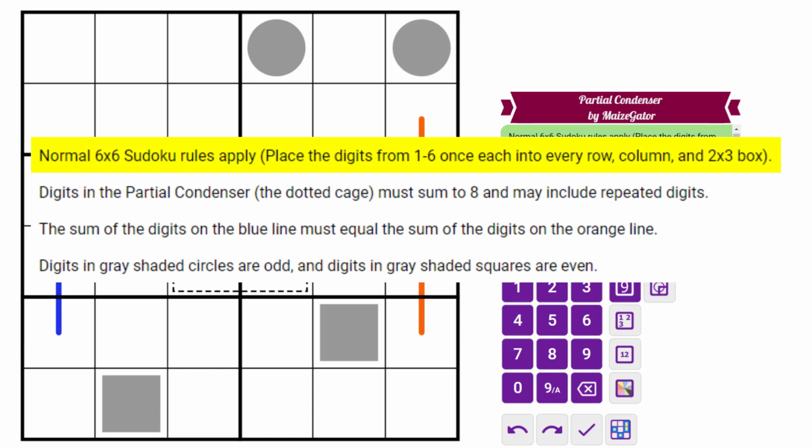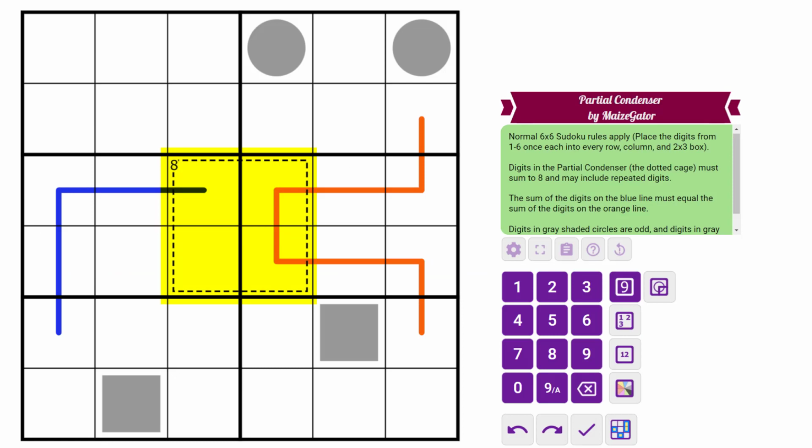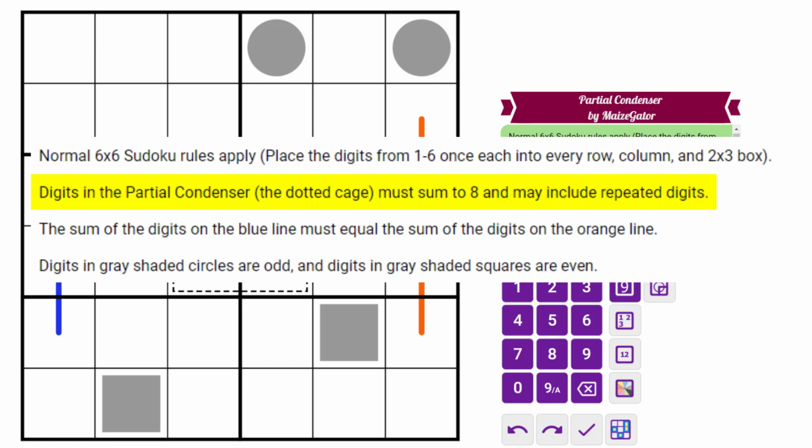They are, normal 6x6 Sudoku rules apply. And just in case you're totally unfamiliar with Sudoku, that means place the digits from 1 to 6 into every row, column, and box, once each. Additionally, there is a partial condenser in the middle of the grid that has a dashed outline. Digits inside of it must sum to exactly 8.